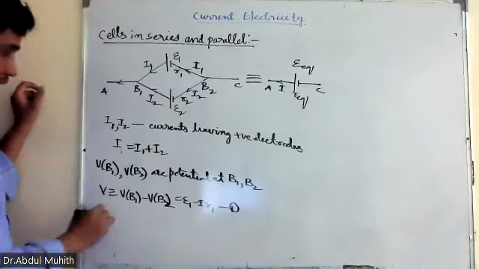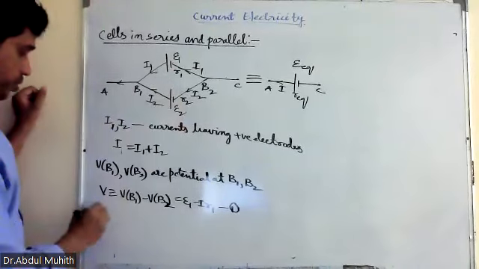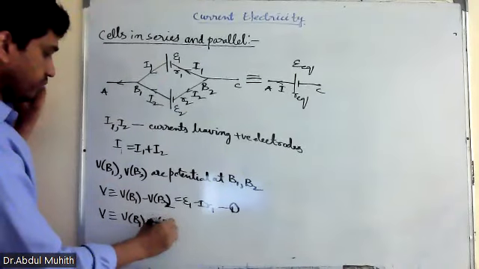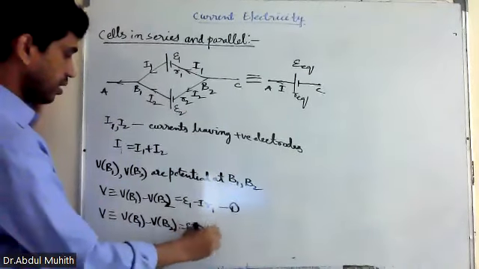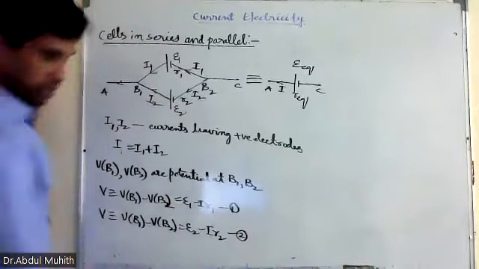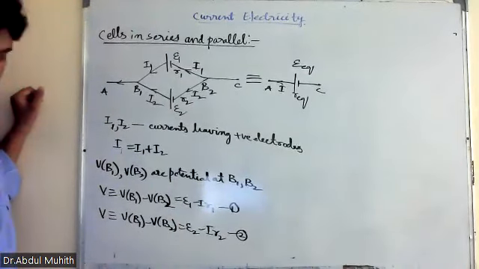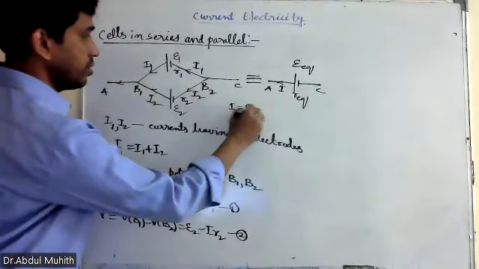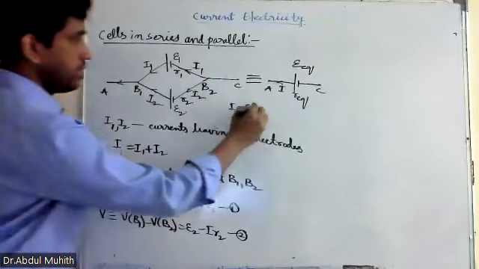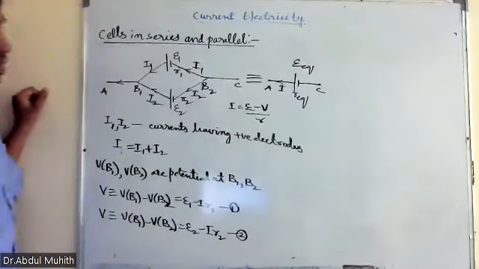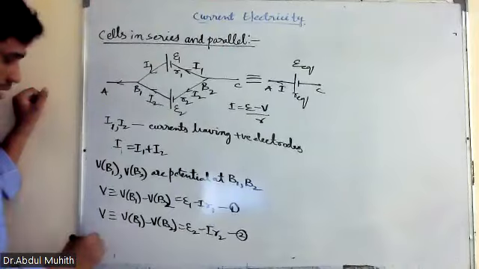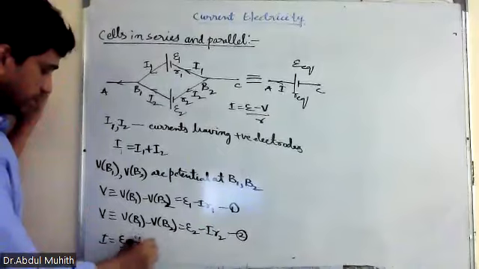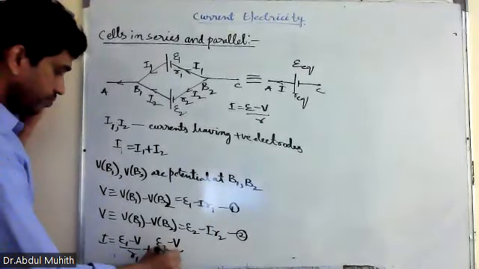Now here, similarly, because this and this will be same, V is equal to again V of B1 minus V of B2, which is equal to E2 minus IR2. So what is the formula next? We know that I is equal to E minus V by R. So we are writing I is equal to E1 minus V by R1 plus E2 minus V by R2.